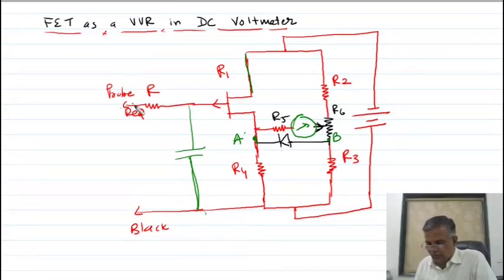When you have not given any voltage between these 2 points, this meter should show the 0 reading. Suppose this meter does not show 0, sir, why should it show the 0 reading? Because the bridge should be balanced. When no signal is given, the bridge should be balanced, meaning the potential at A and the potential at B should be equal. It should be equal when no voltage is given between these 2 points, the red and black probe.